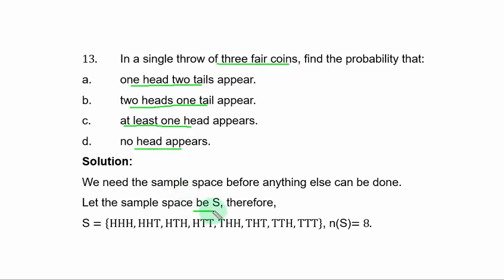So if you pair the 3 fair coins, you have this possible sample space, and the number of elements in the sample space is 8. Next, we shall look at how to generate the sample space.